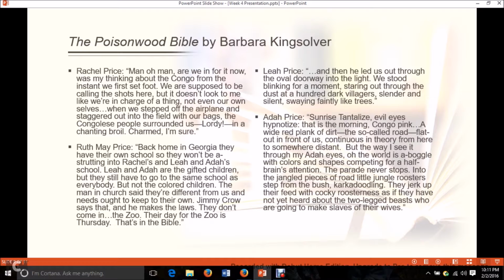And then he led us out through the oval doorway into the light. We stood blinking for a moment, staring out through the dust at 100 dark villagers, slender and silent, swaying faintly like trees.